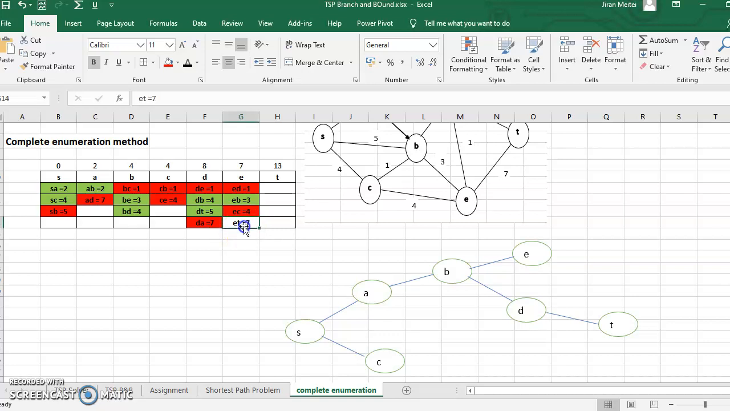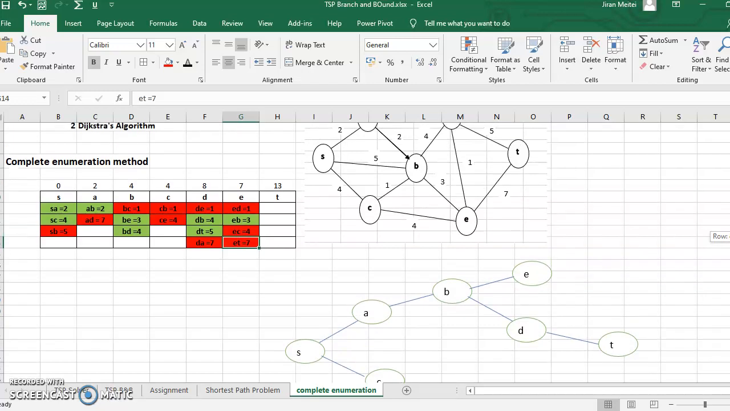So everything is now colored. Now I think you have the path, you have the shortest path now. The shortest path is from S to A, from A to B, then from B to D, and finally from D to T, with a total distance of 13.